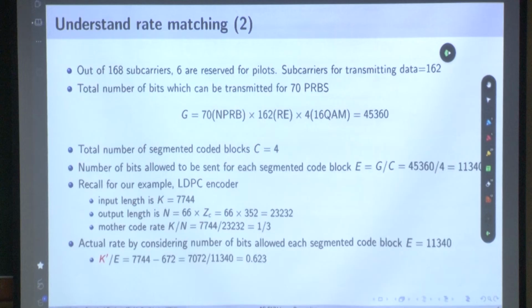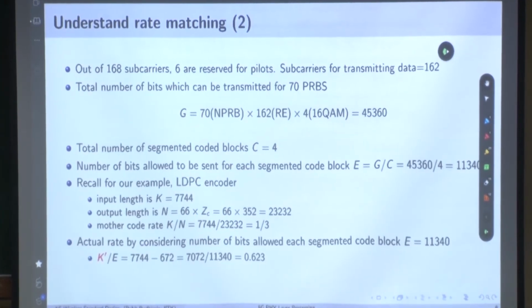What is the relationship between k dash and k? K is 7744. To get k, you are taking k dash and adding 672 filler bits to it, okay? So what is k dash? This divided by e. I missed this e here, okay? So which is 7072 by 11340. What is this code rate? 0.623.